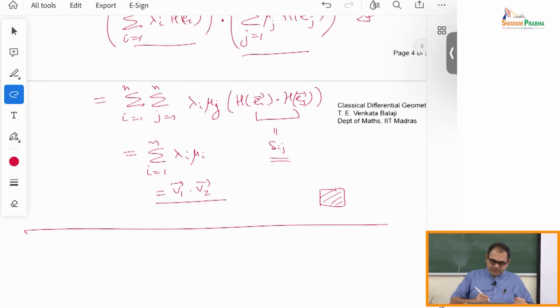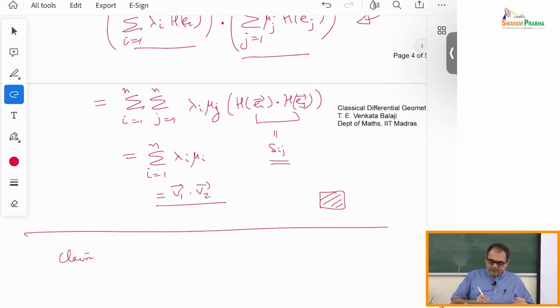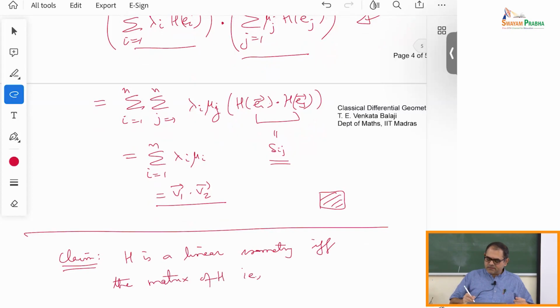Okay, so now here is the claim. The claim is, H is a linear isometry if and only if the matrix of H, that is, in our notation script A of H, is an orthogonal matrix.